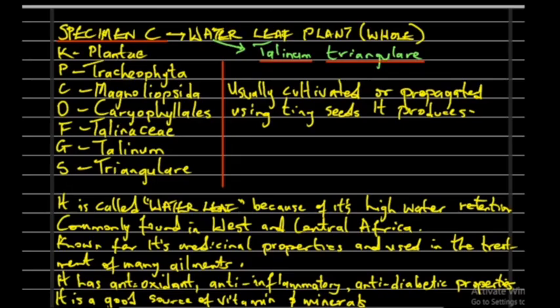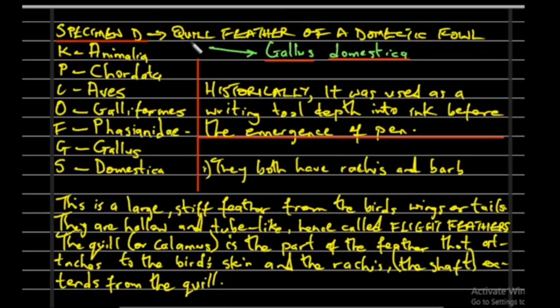So we move to the next specimen, which is specimen D, the quill feather of a domestic fowl. Classifying the domestic fowl, the kingdom is Animalia. The phylum is Chordata because it is a chordate, an animal that has a backbone. The class is Aves. The order is Galliformes. The family to which it belongs is Phasianidae. Then the genus is Gallus, and the species is domesticus, which gives rise to its scientific name, Gallus domesticus.